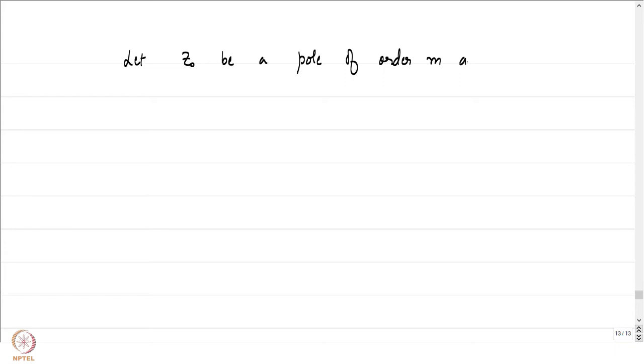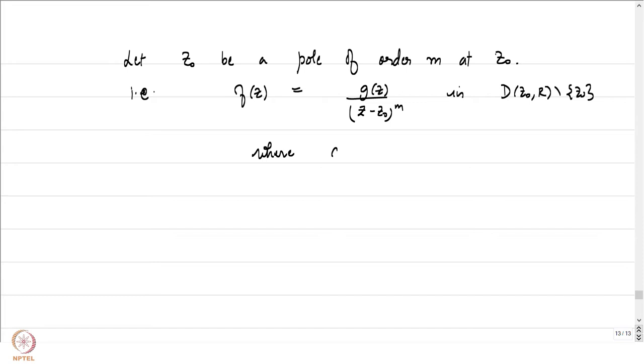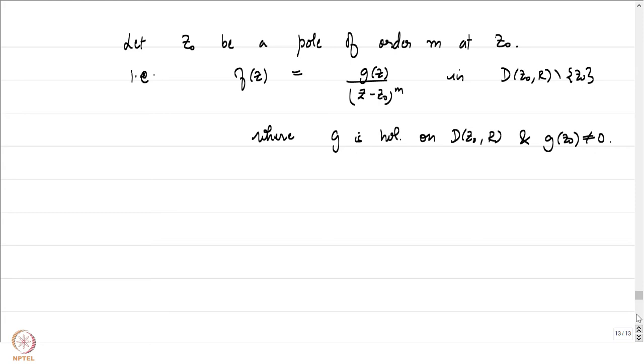That means that f(z) is equal to g(z) over (z minus z0) to the power m in D(z0, r) minus z0, where g is holomorphic on D(z0, r), and we also ensured that g(z0) is not equal to 0. If you go back a couple of lectures and look at how we got hold of the singular part of a function having a pole at z0, you will get hold of what our function g is. So there is this number m which is called the order of the pole at z0 of f.